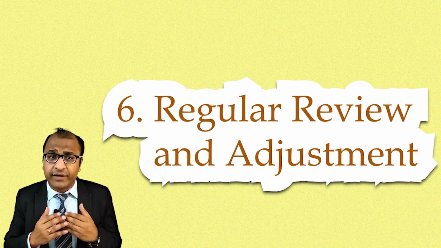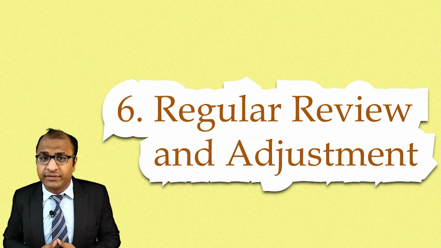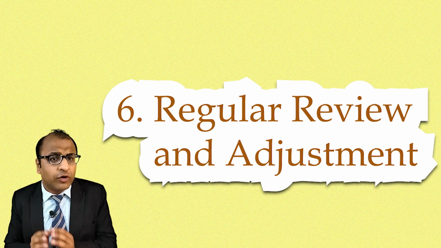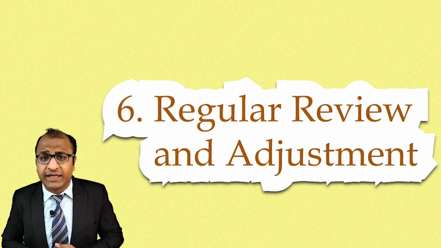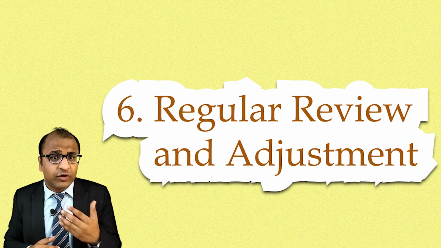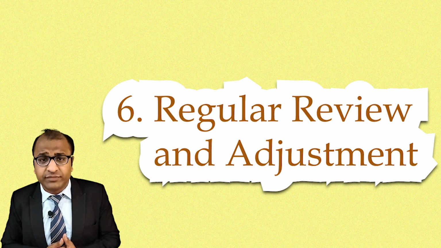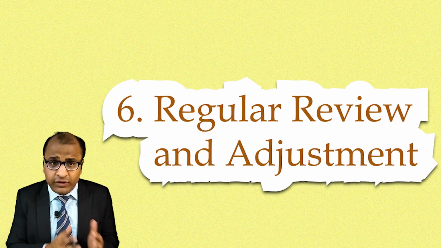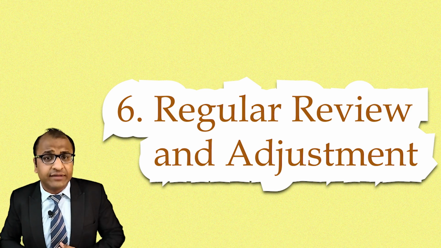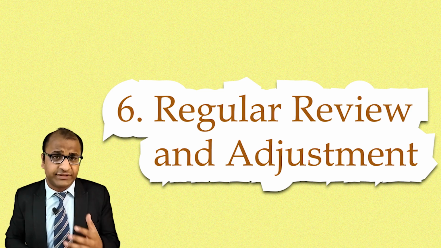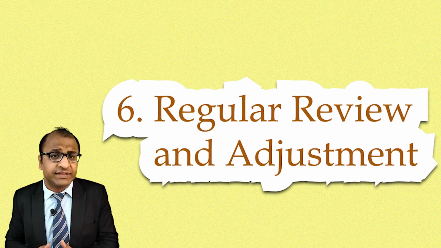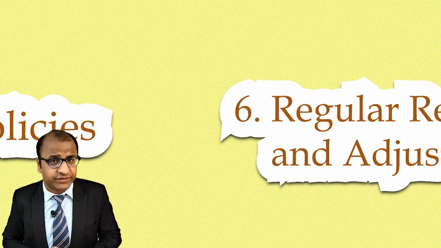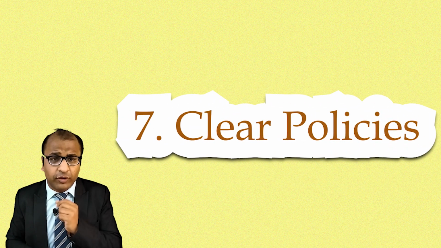Then comes regular review and adjustment. A regular review of the allocation process should be done to ensure its effectiveness and relevance. Adjustments or changes in the allocation decisions may be necessary as projects evolve or new activities are undertaken based on various factors. For instance, change in the usage of resources, change in the program activities, and many more such interventions.